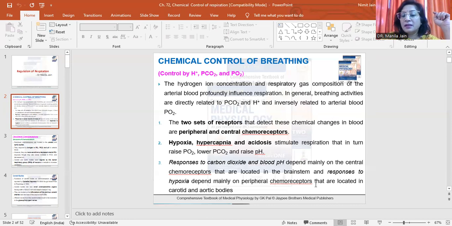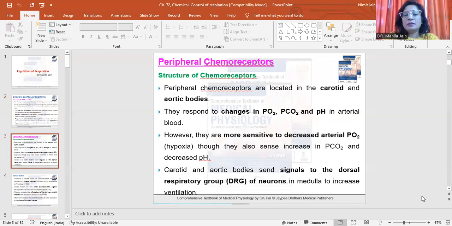Then peripheral chemoreceptors, where are they? They are located in carotid and aortic bodies. Peripheral chemoreceptors, okay? They are located in carotid and aortic bodies and they respond to what? They respond to changes in PO2, PCO2 and pH in the arterial blood. But they are more sensitive to decreased arterial pH. So what is the concept for peripheral chemoreceptors? That they are more sensitive to decreased arterial pH.